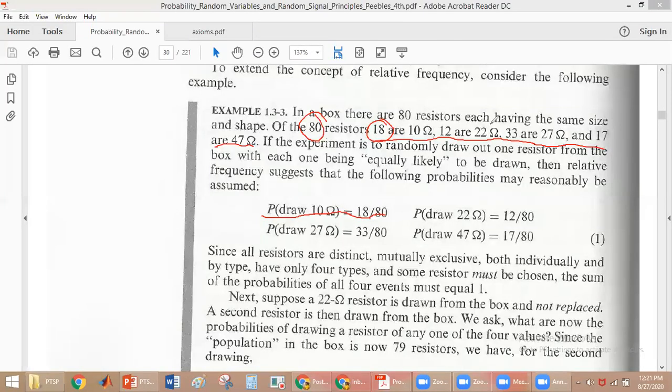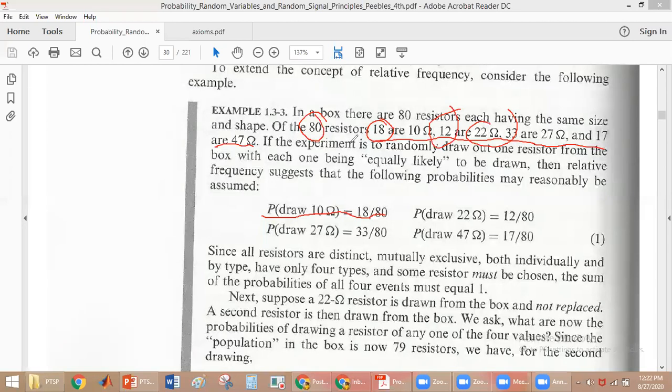Similarly, what is the probability of drawing 22 ohm? How many resistors do we have? 12, so 12 by 80. Similarly, the probability of drawing 27 ohm will be 33 by 80. The probability of drawing 47 ohm will be 17 by 80. So this is the probability we get when we find the probability by using relative frequency.